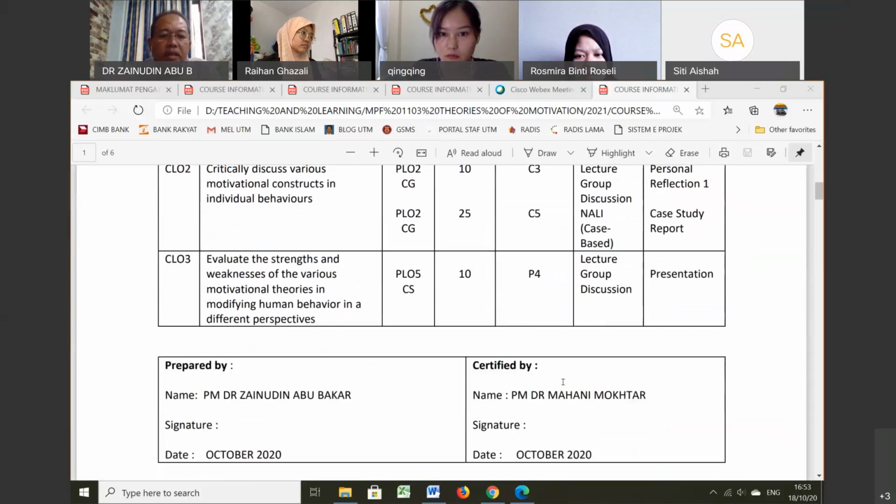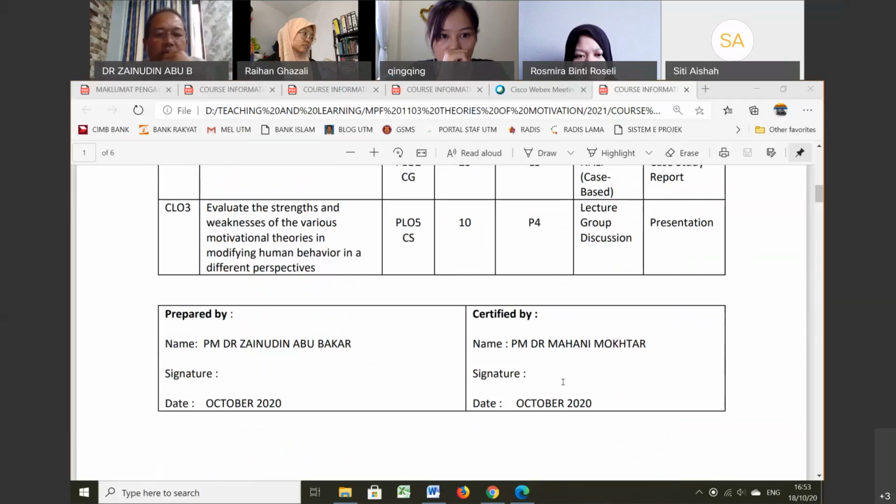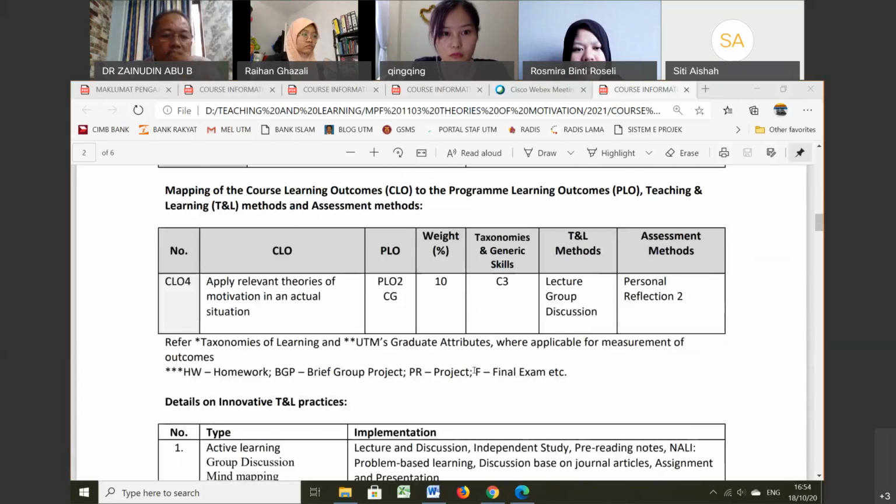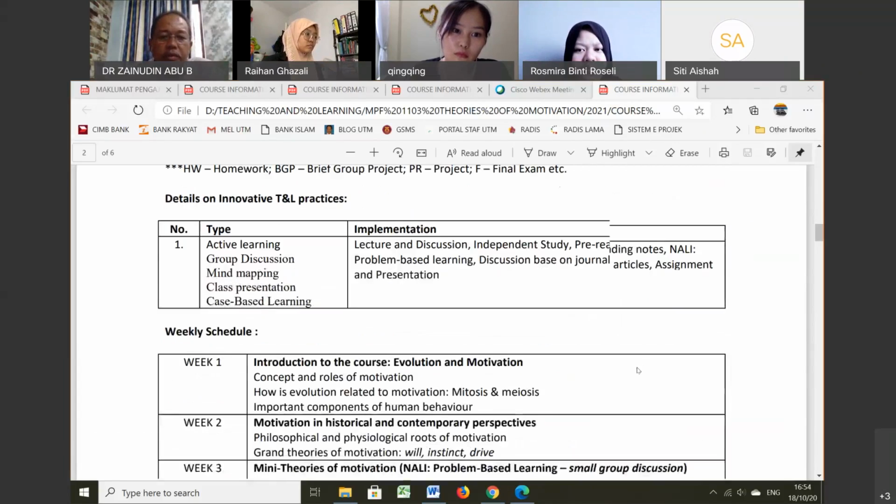Now, number three, evaluate the strengths and the weaknesses of various motivational theories. At this master's level, we need to be able to evaluate the theories, and in the process of understanding the behavior, we can identify the lack or the weaknesses of specific theories, so at least we can criticize the theory. And then number four, apply relevant theories of motivation in an actual situation. So those are the expectations of the course.